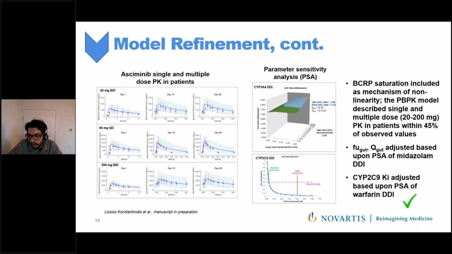And the graph on the right shows additional sensitivity analysis that we had to perform in order to match, for example, the drug-drug interaction with sensitive CYP substrates. For example, here you see an adjustment that we had to make to our in vitro Ki for CYP2C9, which had to be reduced in order to predict the in vivo effect with the warfarin DDI.